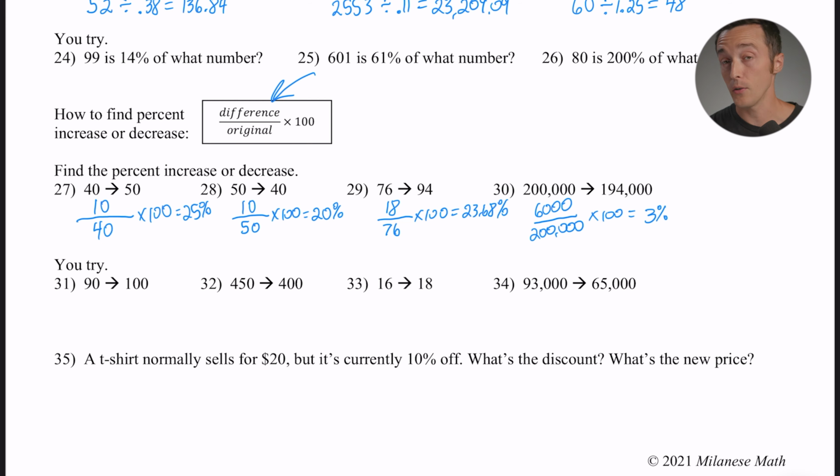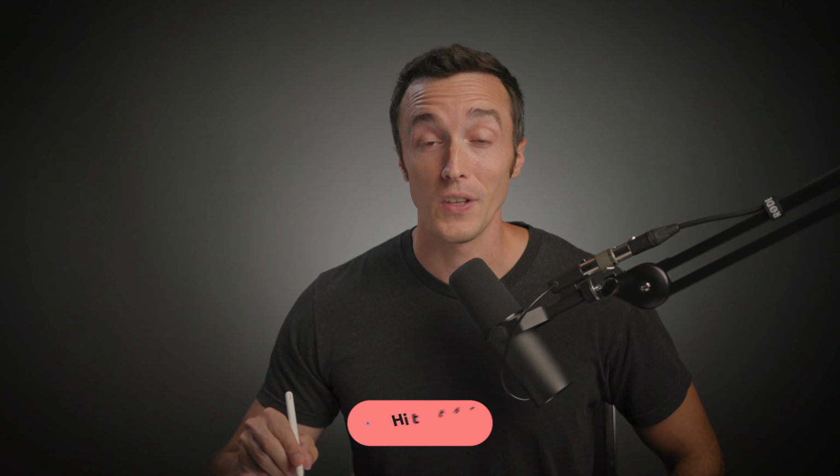So 3% decrease might not seem like a lot, but when the numbers are that big, that's a $6,000 savings. That 3% actually turns out to be a huge amount of money. So this was just a quick refresher and crash course into some basic things that you could do with percentages.